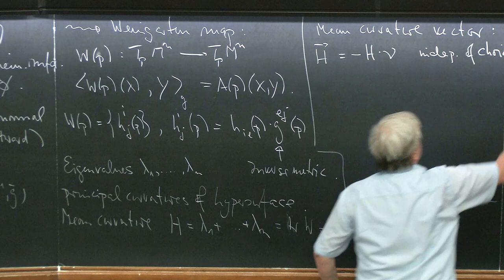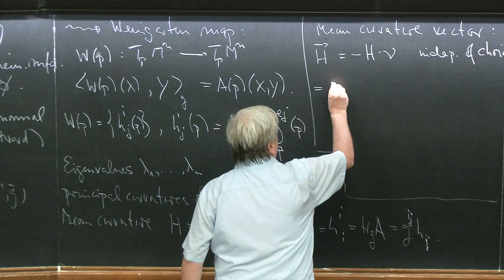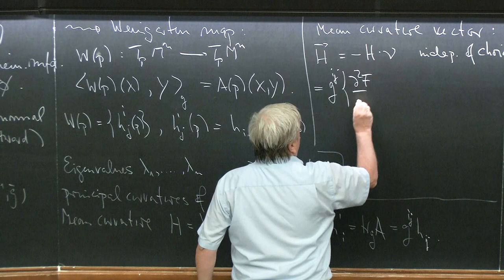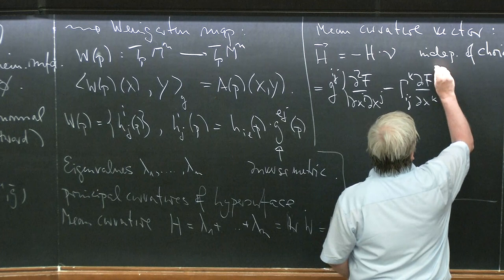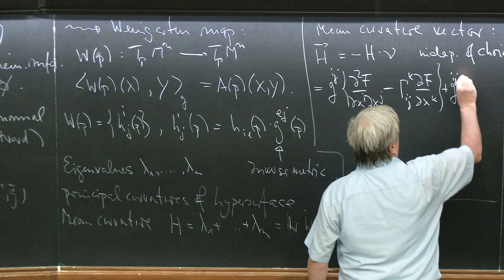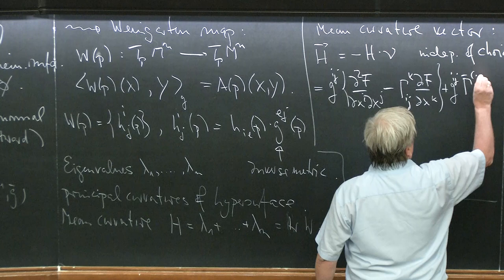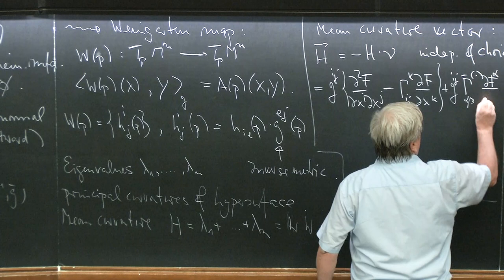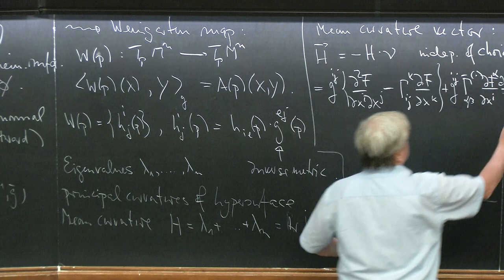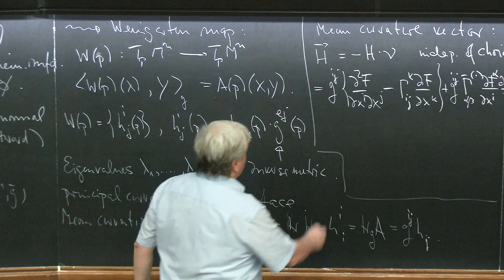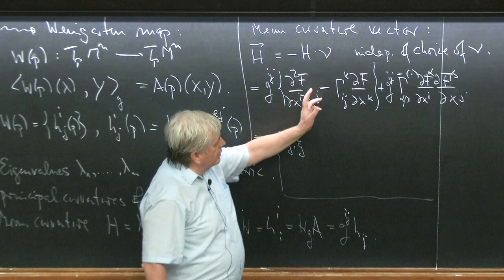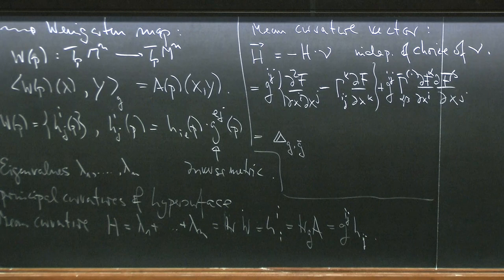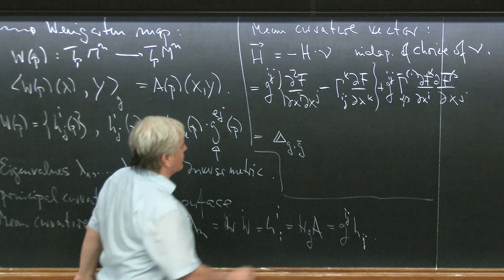And it can be written as an elliptic operator, G upper ij, of the Hessian of F minus Christoffel symbols, df dxk. And then we have this nonlinear term, Gamma bar alpha beta, df alpha dxi, df beta dxj. And this is often called the Laplace-Beltrami operator with respect to the metric G and the metric G bar. You see, if we are just in Euclidean space, this is just the Laplace-Beltrami operator with respect to the metric G, but we also have to take into account this of F.